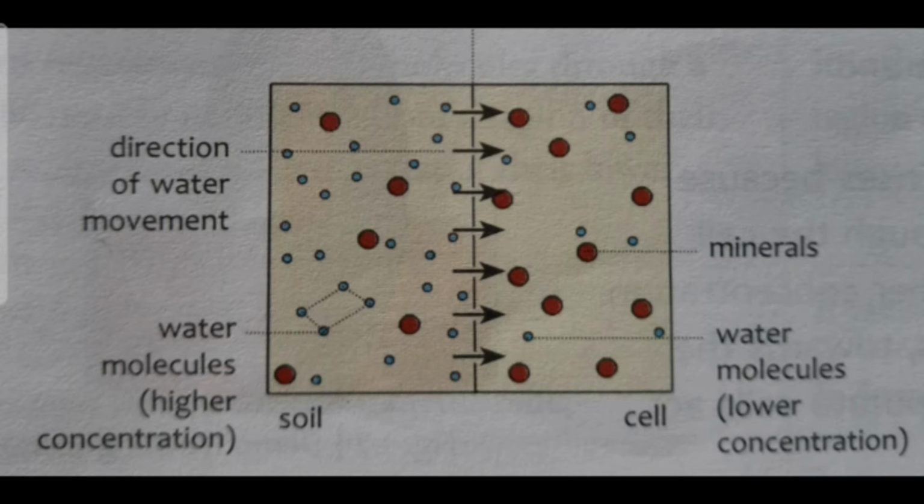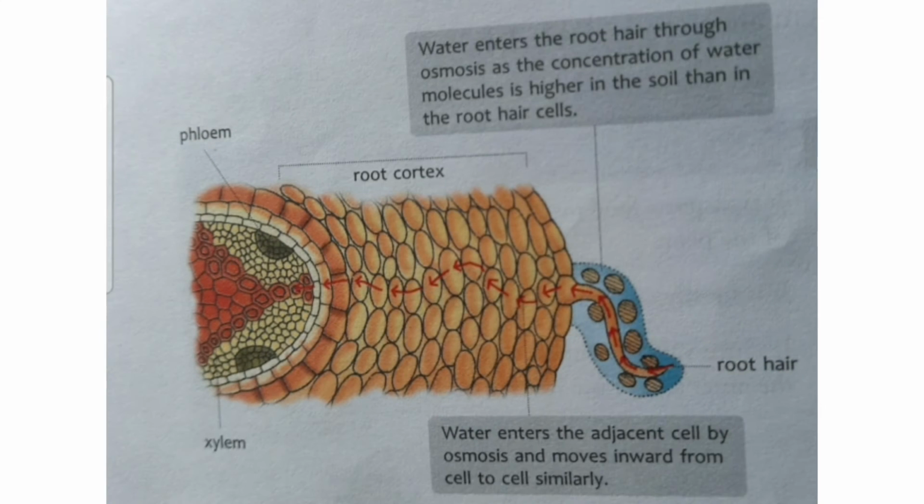So let's discuss the steps of the absorption of water. This picture shows the movement of water in root cells. In the first step, the concentration of water molecules in the soil is usually higher than inside the root hair cells. This causes osmosis to occur, and so water is absorbed by the root hair cells from outside.